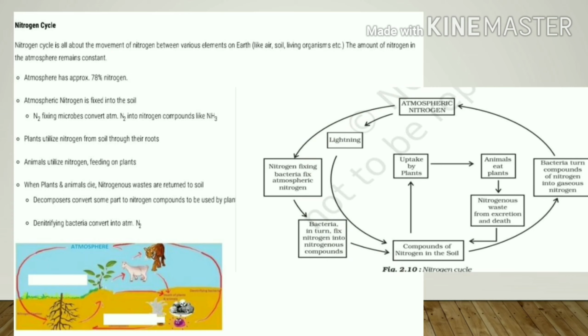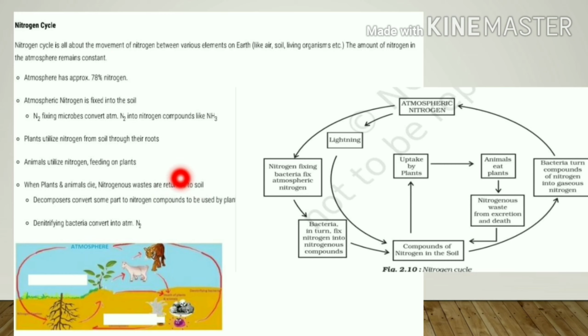Okay, so the nitrogen cycle is all about the movement of nitrogen between various elements on earth like air, soil, living organisms, etc. The amount of nitrogen in the atmosphere remains constant. This is the nitrogen cycle.